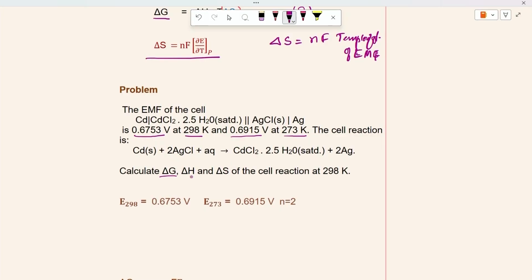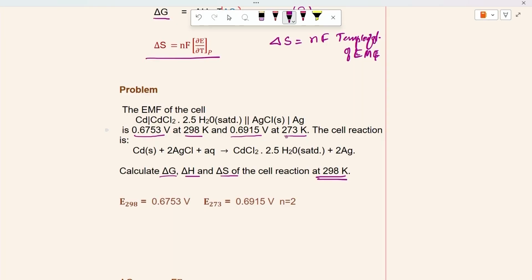Calculate delta G, delta H and delta S for the cell reaction at 298 Kelvin. So, the temperatures are very important. You have got the voltage for the cell at 2 temperatures, that is at 298 as well as 273, but the thermodynamic properties we require are at the temperature of 298 Kelvin. So, I am going to write down the EMF at 298 Kelvin is equal to 0.6753 volts. At 273 it is equal to 0.6915 volts. Now, here I have put n is equal to 2, but we will have to verify it.